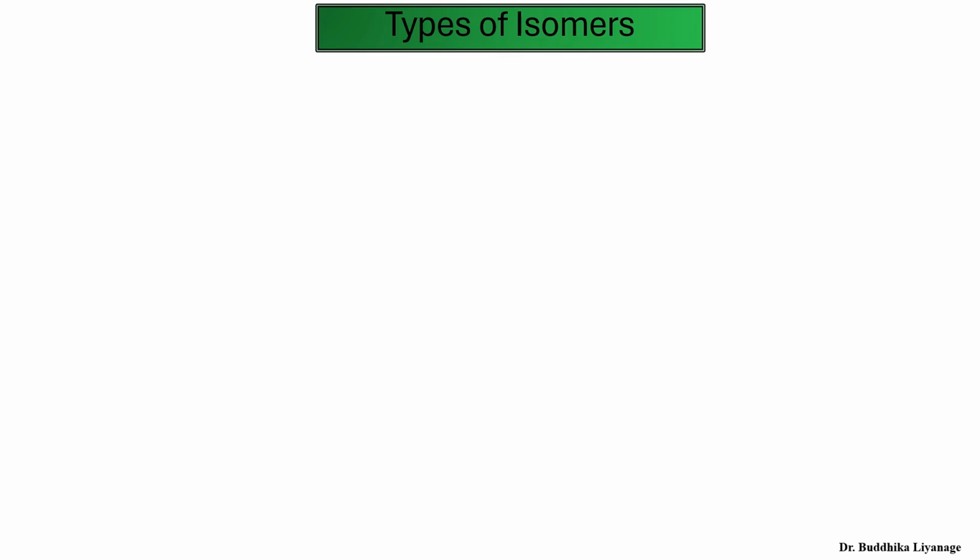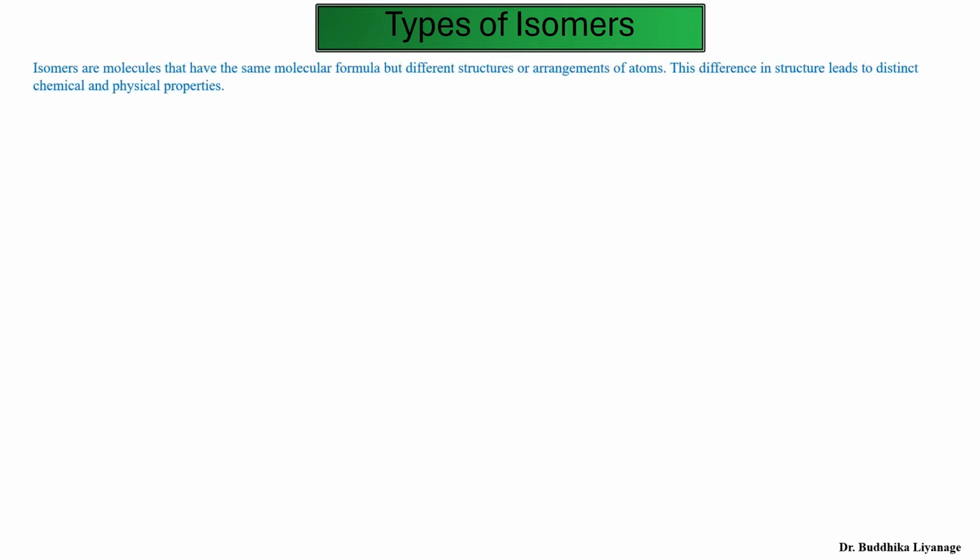Types of isomers. Today's topic, let's talk about the types of isomers with examples. Isomers are molecules that have the same molecular formula but different structures or arrangement of atoms. This difference in structures leads to distinct chemical and physical properties. What are the types?